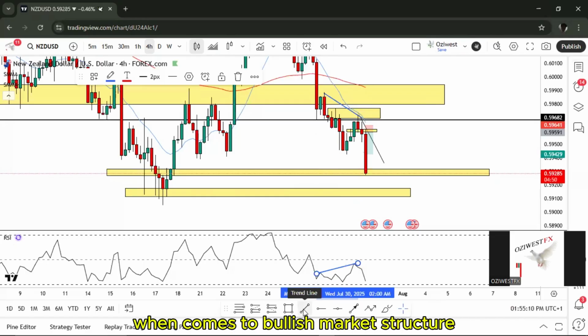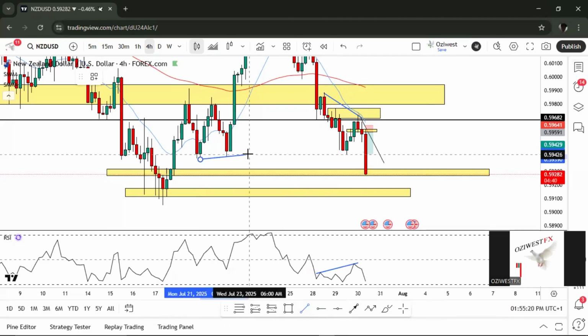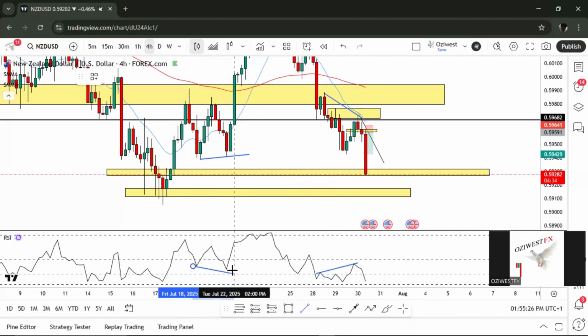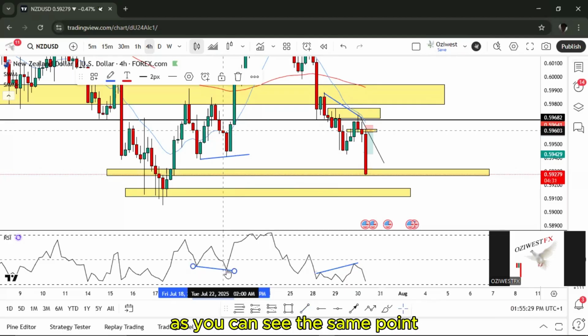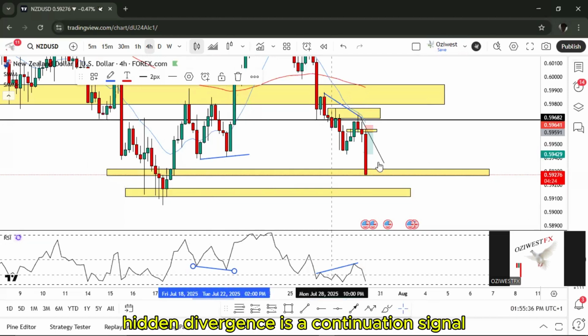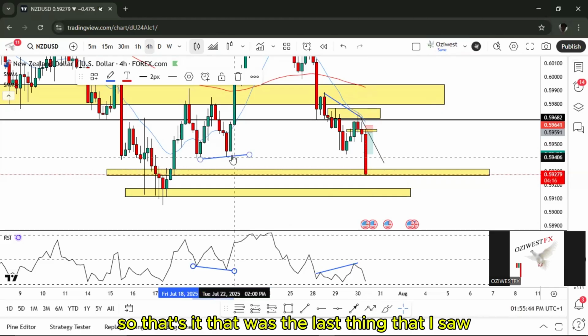And the other way around, when it comes to bullish market structure, let's take here for example. Here the candlesticks are forming higher low points, while the RSI is forming lower low points. So when you follow, you can see the same points. That there is a bullish hidden divergence, while this one is a bearish hidden divergence. It's a continuation signal. So that's it. That was another thing that I saw.